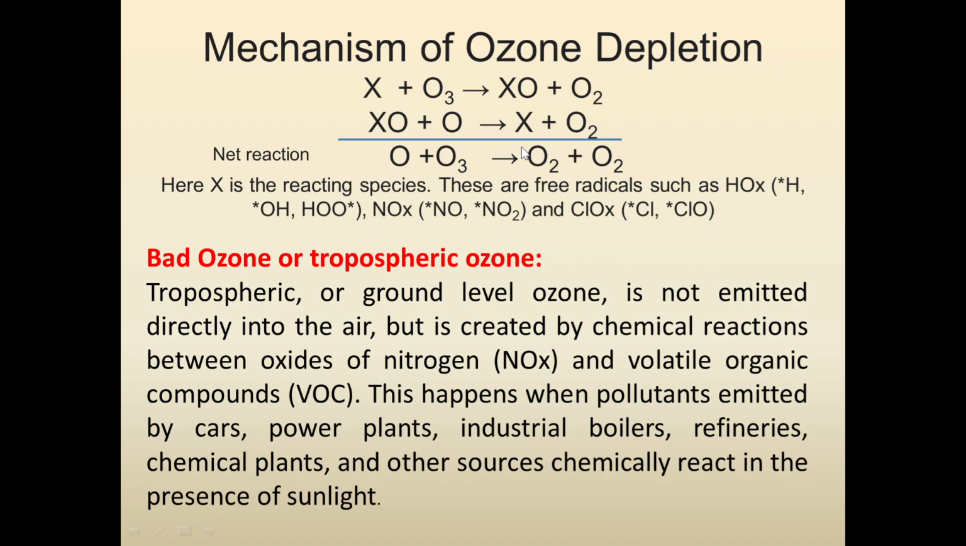In the troposphere, ozone is also present. It is called ground level ozone. It is not emitted directly into the atmosphere, but is created by chemical reactions between oxides of nitrogen and volatile organic compounds. This happens when pollutants emitted by cars, power plants, industrial boilers, refineries, chemical plants and other sources chemically react in the presence of sunlight.